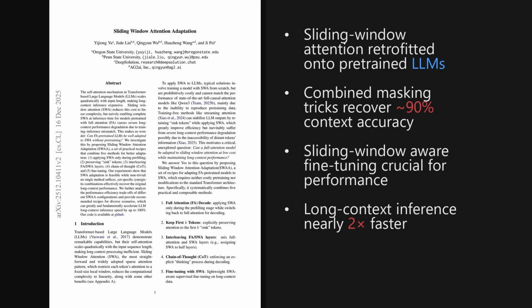Sliding window attention adaptation shows that long context speedups do not require retraining from scratch. With the right mix of sliding windows, full attention decode, and light fine-tuning, models keep most of their accuracy while nearly doubling throughput. This makes practical, scalable, long-context assistance much more realistic.